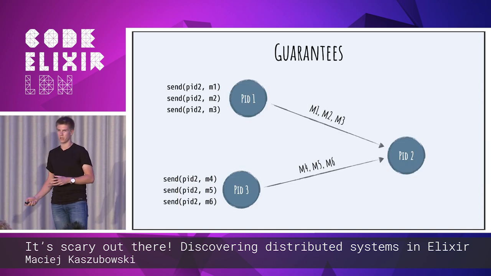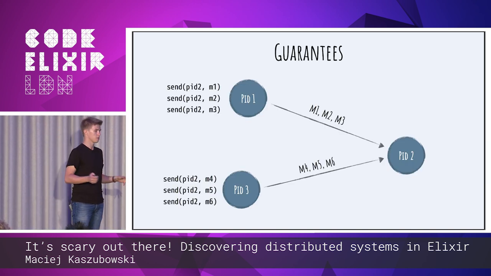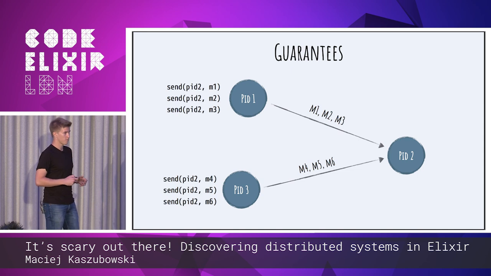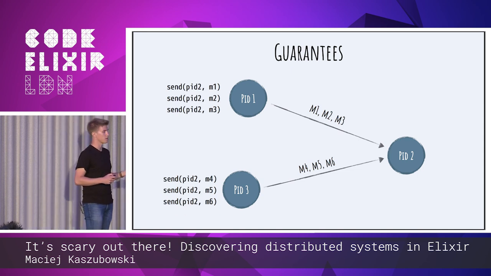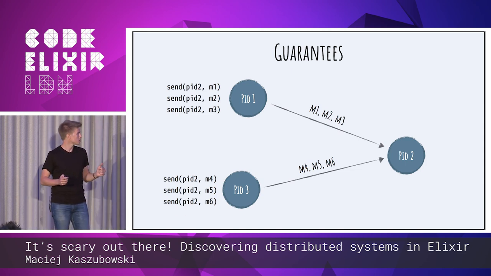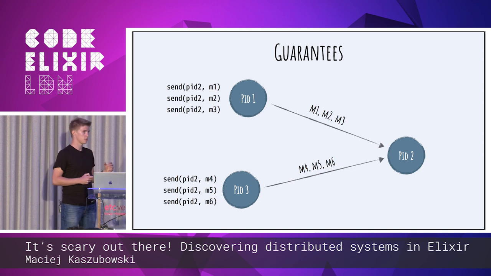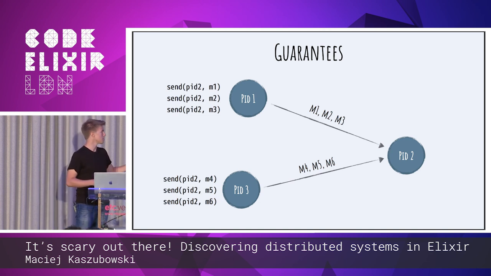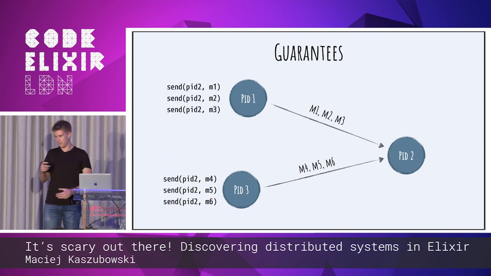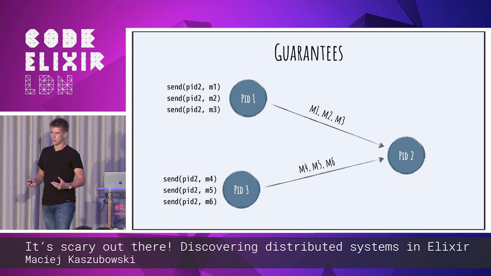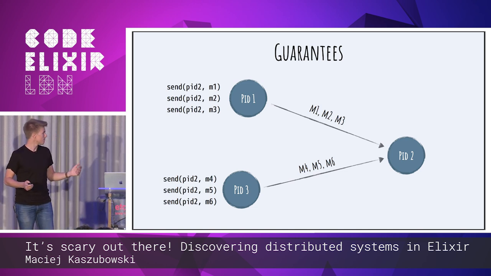And let's imagine that we have three processes running on three different nodes. And we have process 1 sending messages 1, 2, and 3 to process 2. And we have process 3 that sends messages 4, 5, and 6. And let's assume that these messages are sent in the same exact order. So first messages 1, 2, and 3 are sent, and then process 3 sends messages 4, 5, and 6.